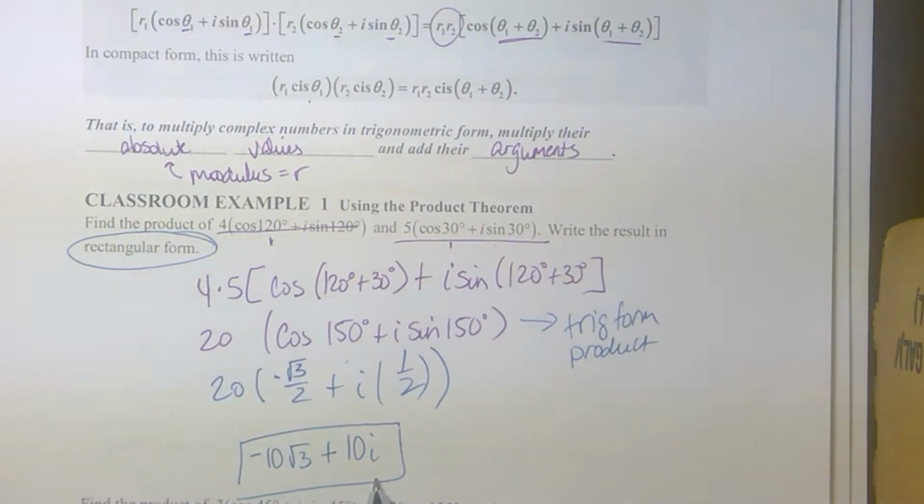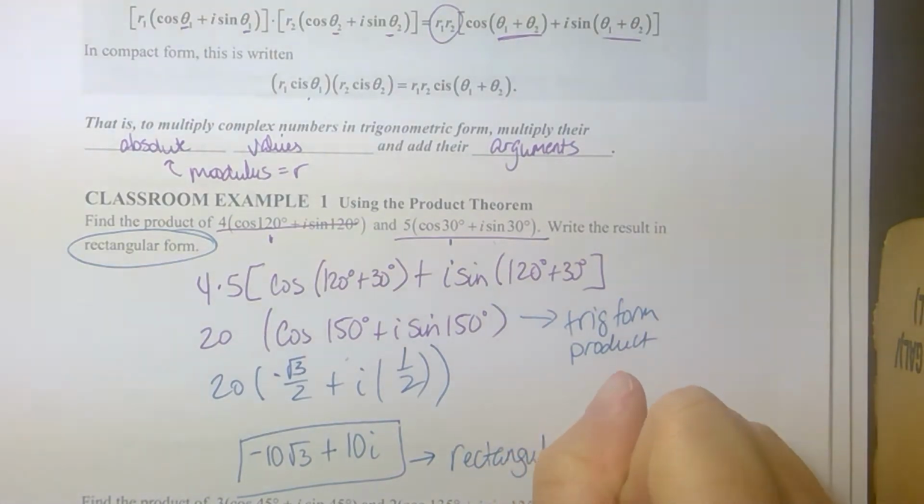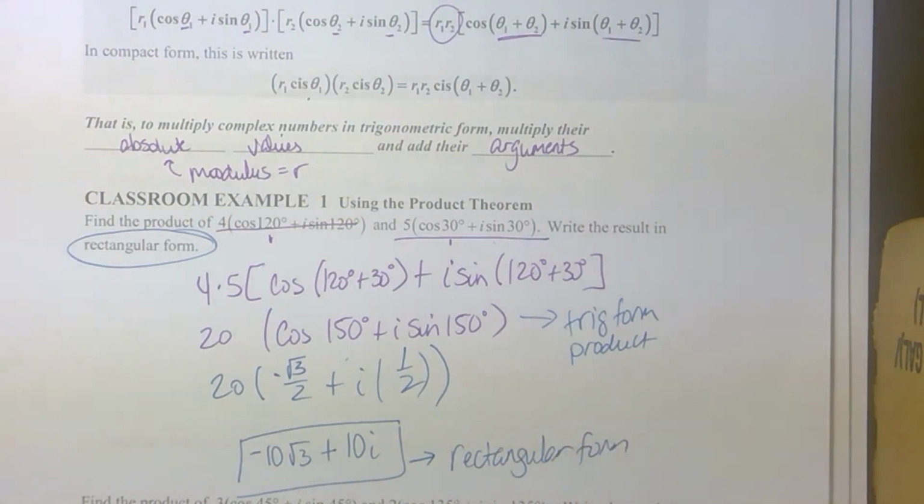Since I don't have a radical here, I put the i behind. If I'd had a radical, I would leave the i in front. That's my rectangular form of the product. And I was asked to go to rectangular form.